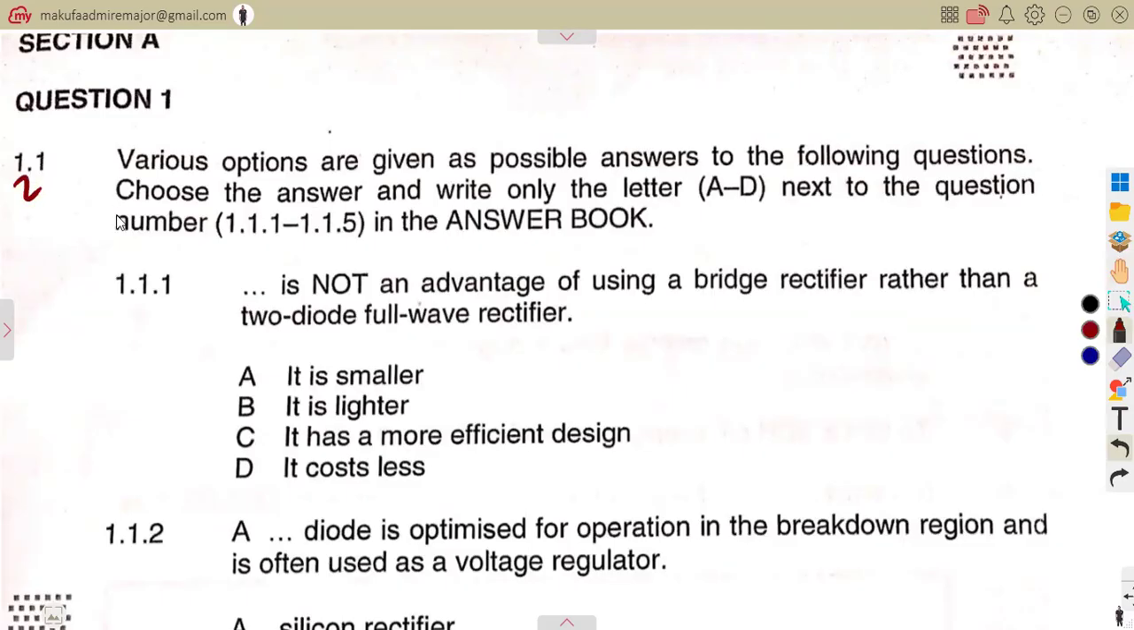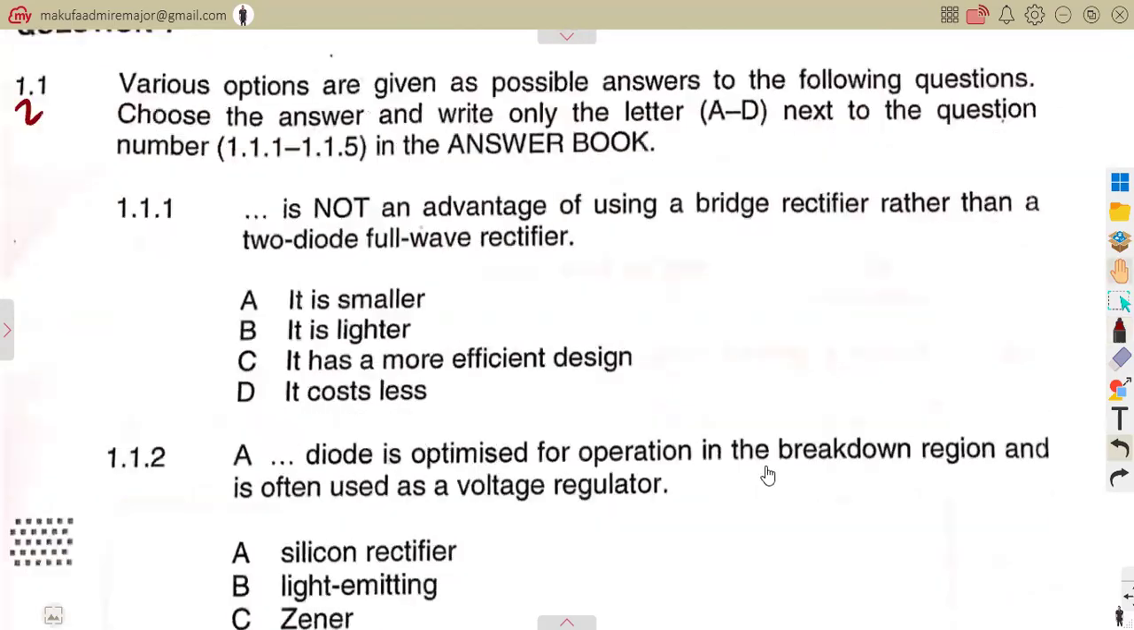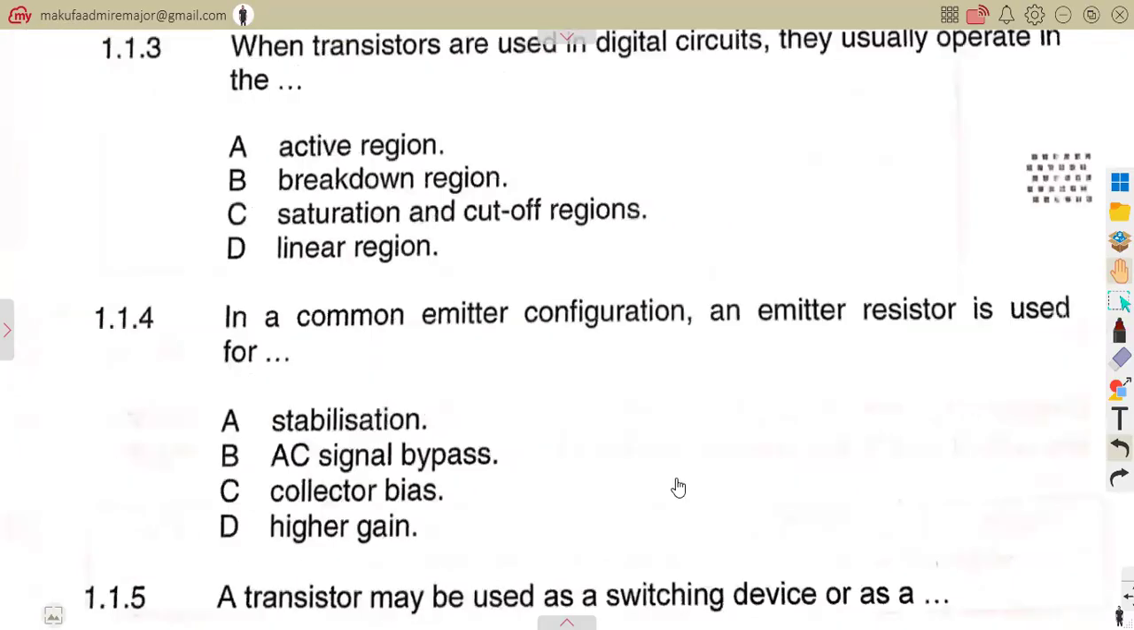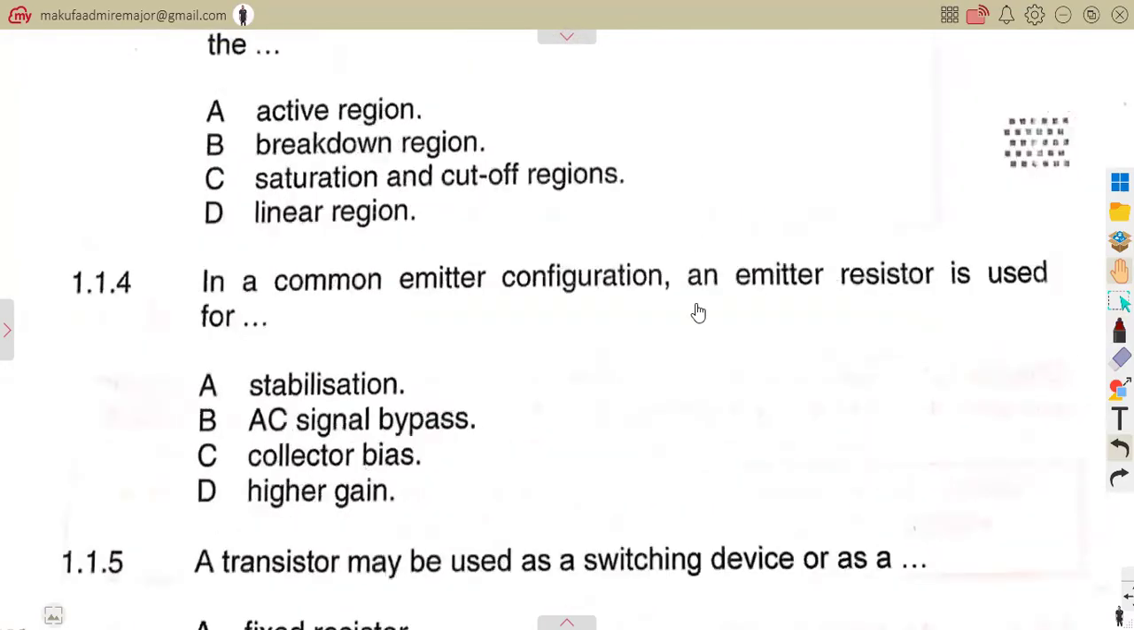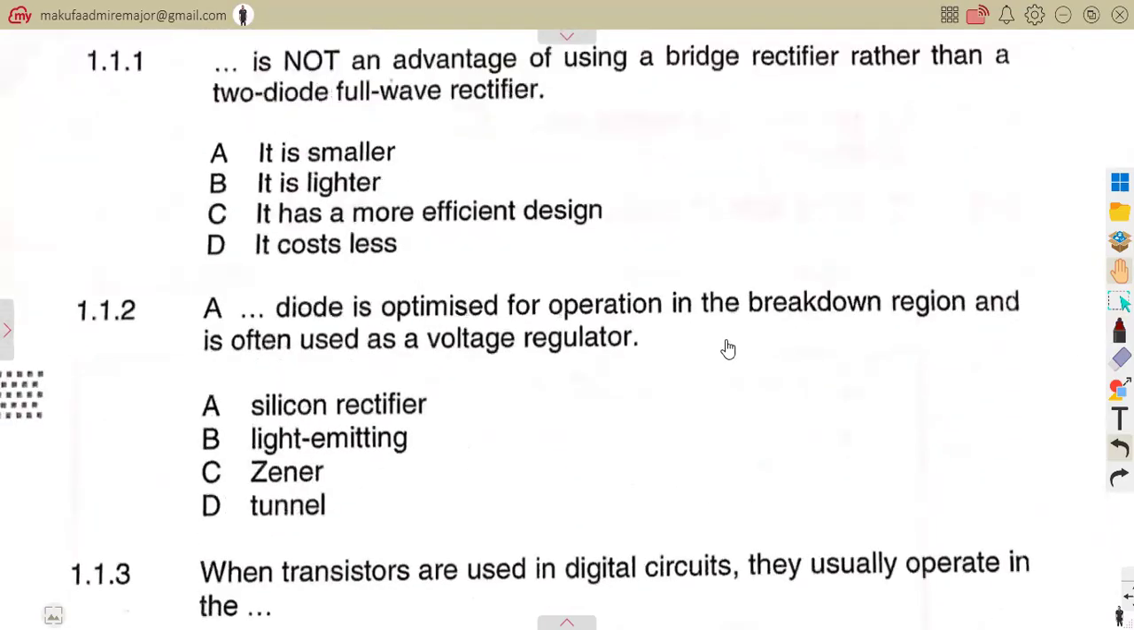All right, question number 1. Various options are given as possible answers to the following questions. Choose the answer and write only the letter A to D next to the question number. That is what you're given for these first 5 questions. You are supposed to indicate the answer that is given.